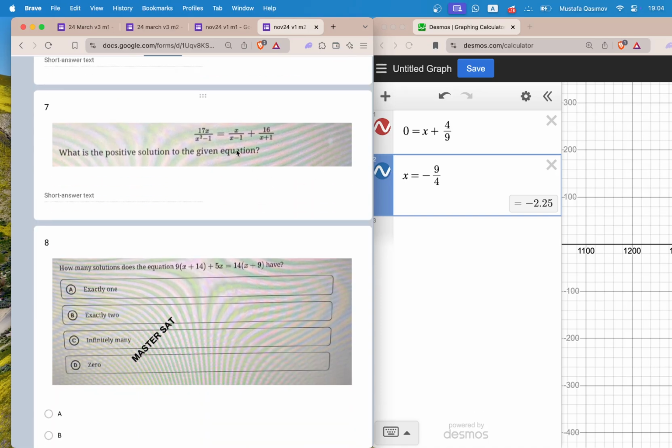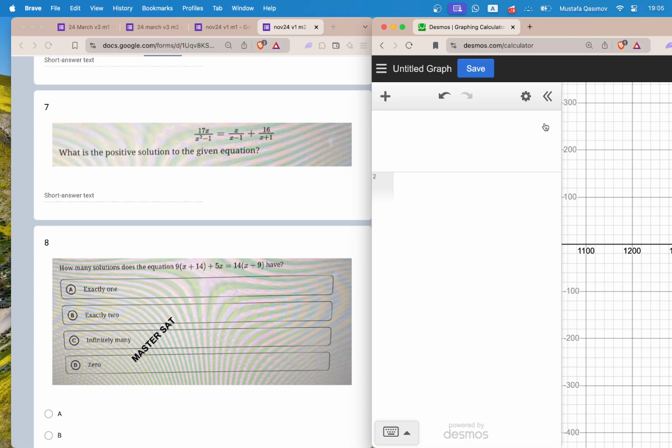For 17, we can see that it is x minus 1 and x plus 1. When we write it in common denominator, it will be x squared minus 1. So let's do it. 17x over x squared minus 1 is equal to x minus 1, x plus 1.